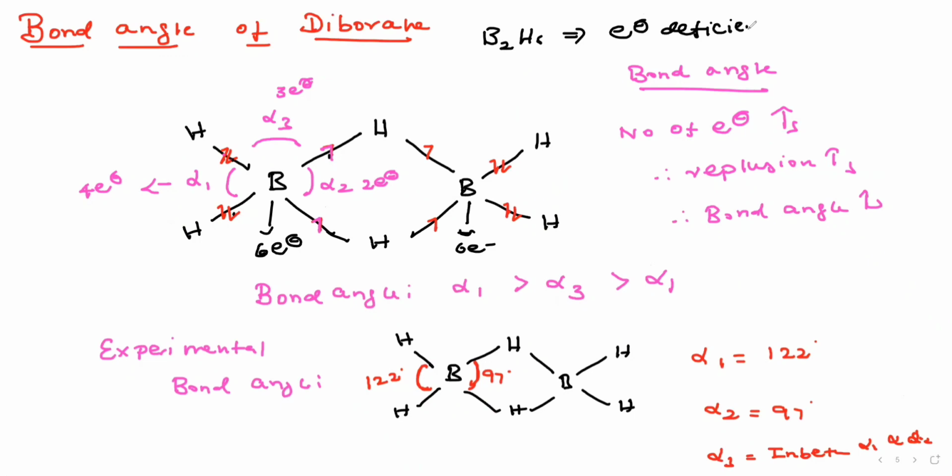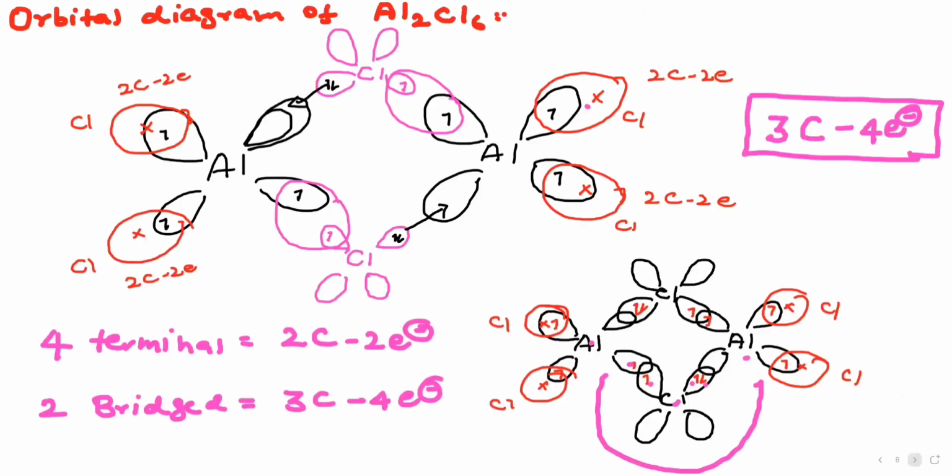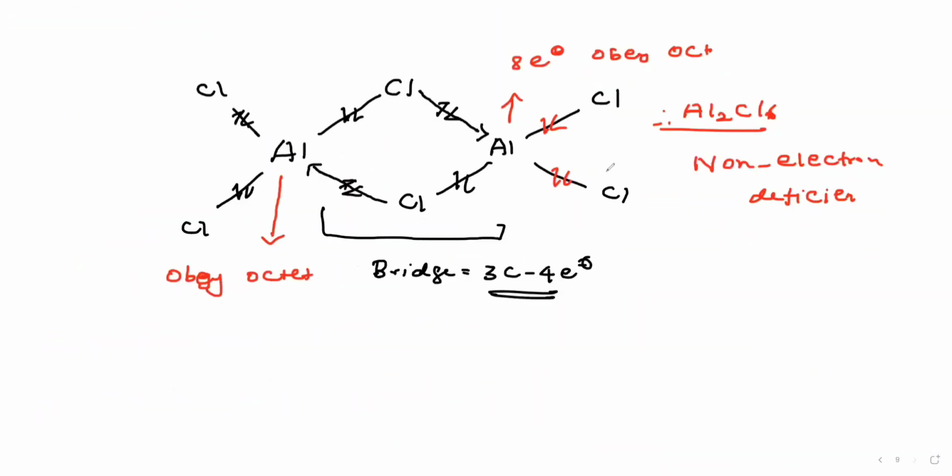But in the case of Al2Cl6, the aluminum is surrounded by 8 electrons. It obeys the octet and is a non-electron deficiency molecule. Understand? This is 8 electrons because this is a non-electron deficiency molecule. This is about the bonding of Al2Cl6. Okay, now going to the comparison between B2H6 and Al2Cl6 in the next slide.